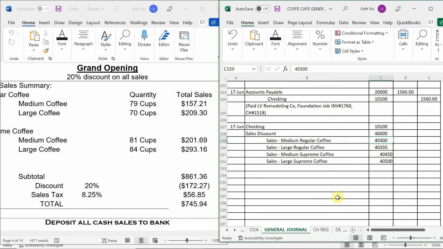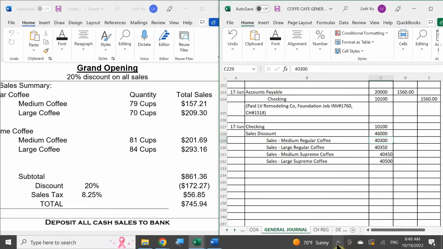Okay, all right. What is tax to us? Okay, it's a liability. It is a liability. So what account number is sales tax? 27,000. Okay, so go ahead and fill in all your information here.